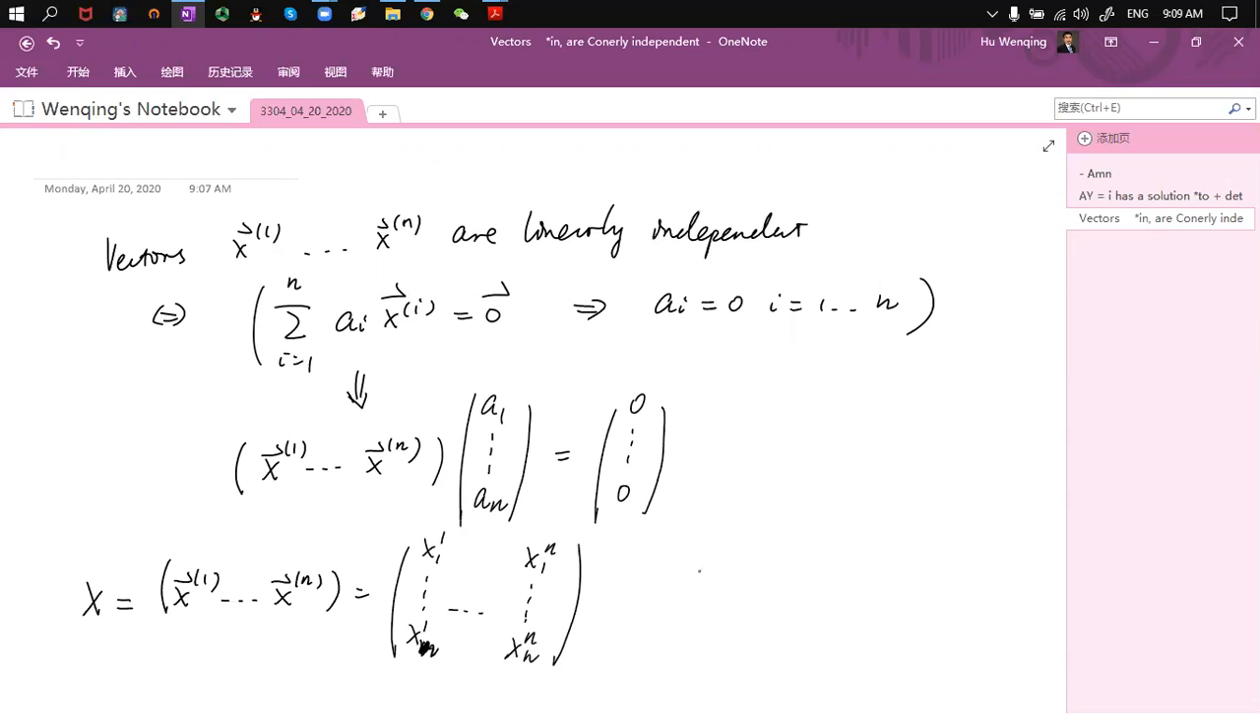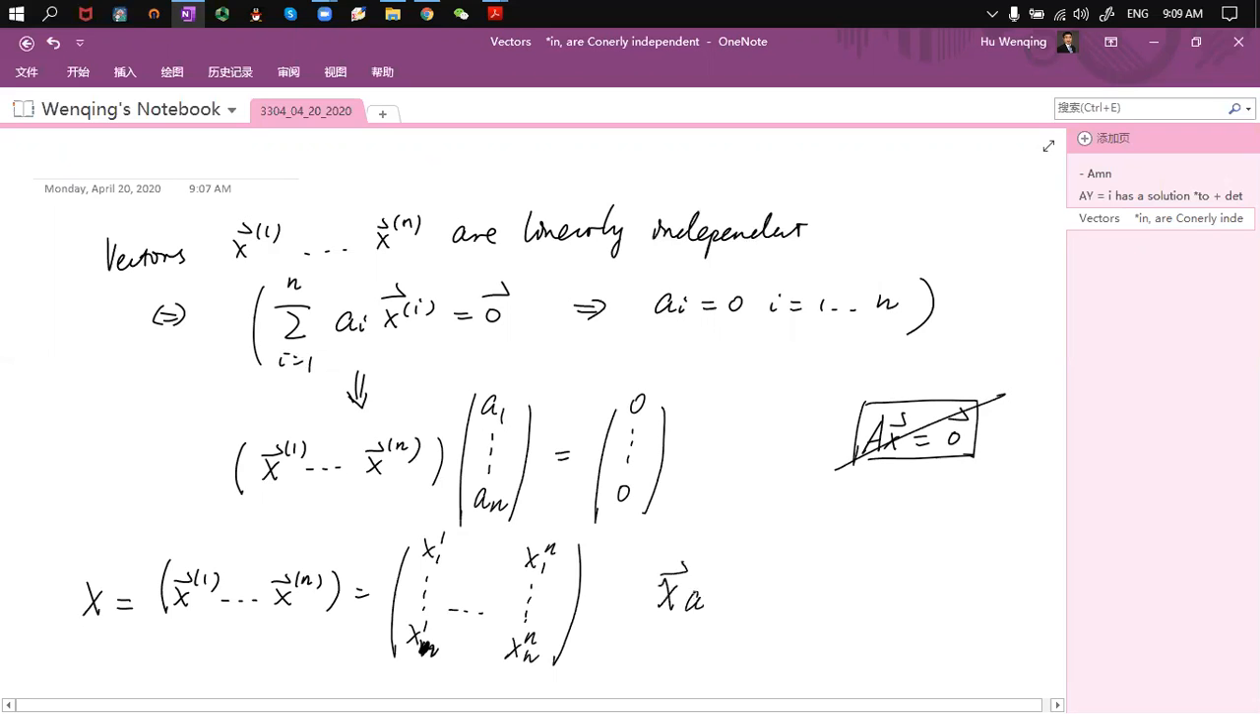So the matrix vector equation looks like X multiplied by a equals 0, where X is a matrix. Look at the description: if the summation of ai xi is 0, it implies ai is 0. That is the same as saying that for the linear equation, the solution 0 is the unique solution.